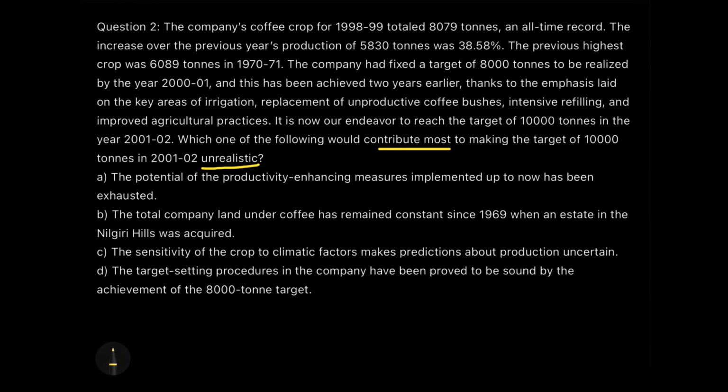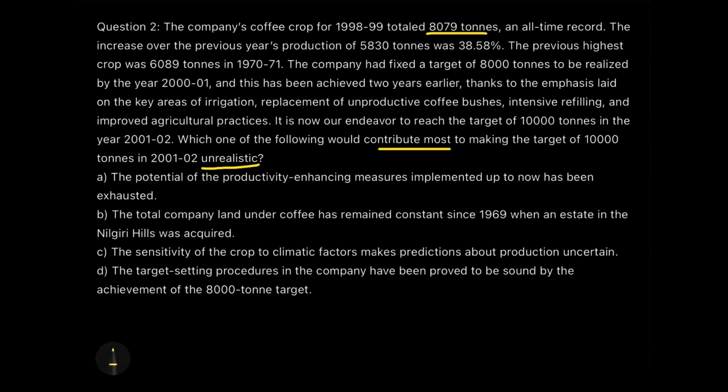So let's read question number 2. The company's coffee crop for the year 98-99 totaled around 8,079 tons. Do we need these numbers? A small question to you people. I don't think we need these numbers. What we need is whether it is maximum, minimum, or stuff like that. So we don't need these numbers. Don't accumulate this data unnecessarily in your mind.